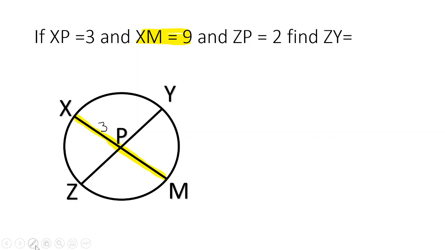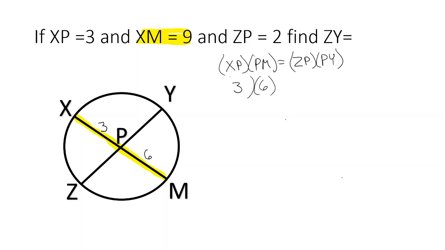If that's the case, that's not going to work in the proportional part that we've already stated, especially on the last slide. But what is from P to M? If the whole thing is 9, wouldn't that be 6? So when we're setting up XP to PM equals ZP to PY, now I know that XP is 3 and PM is 6. I had to do a little bit of legwork to find that 6 because it didn't just spell it out right at the beginning.